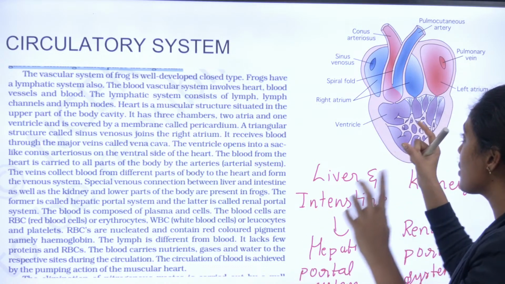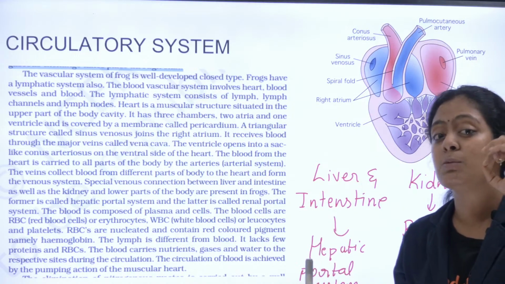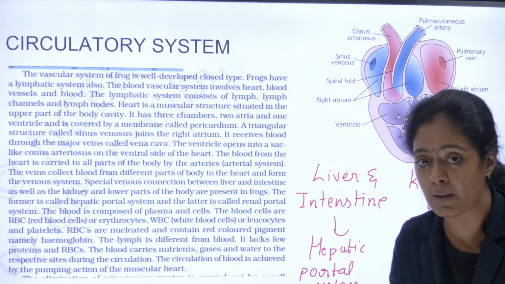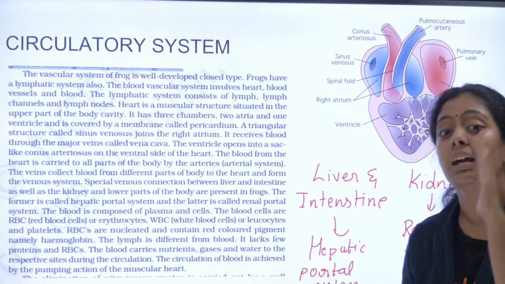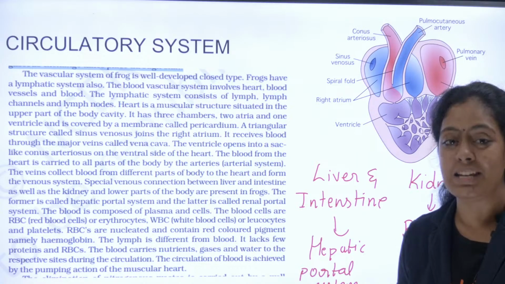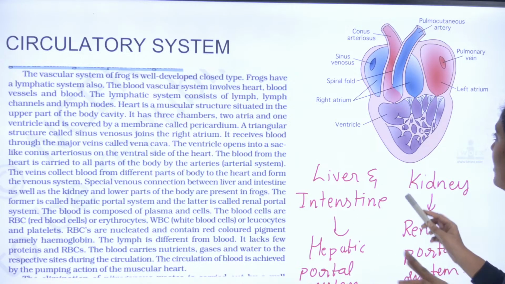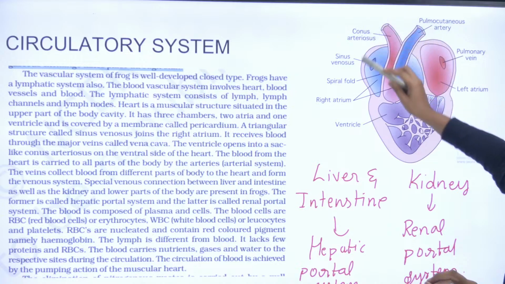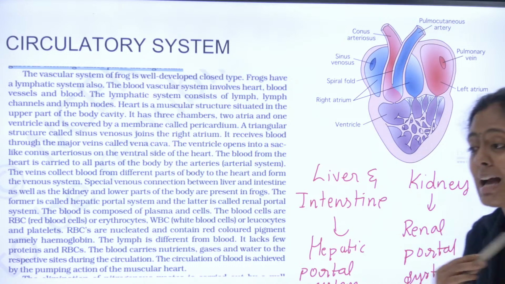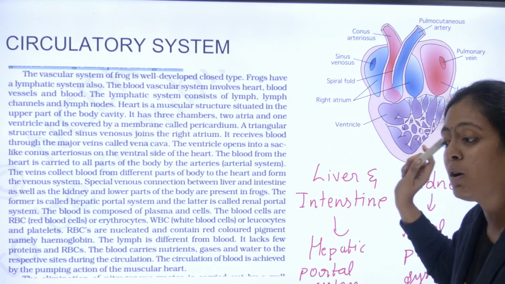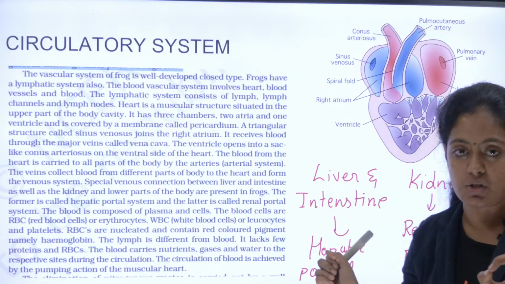Okay, and we have a structure called sinus venosus. It's present in the right atrium, which is a triangular structure. It is going to receive blood from the vena cava. Then you also have this ventricle opening into conus arteriosus. நம்மளுக்கு எப்படி aorta இருக்கோ அவங்களுக்கு அதே மாதிரி conus arteriosus ன்னு ஒரு structure இருக்கு.